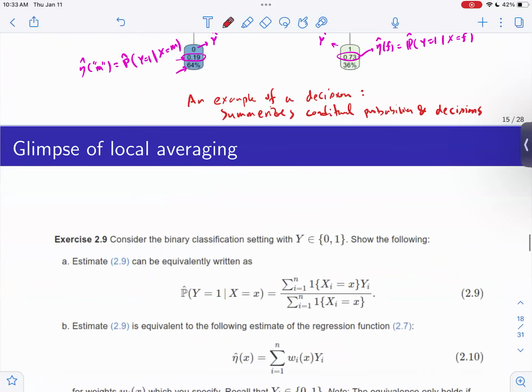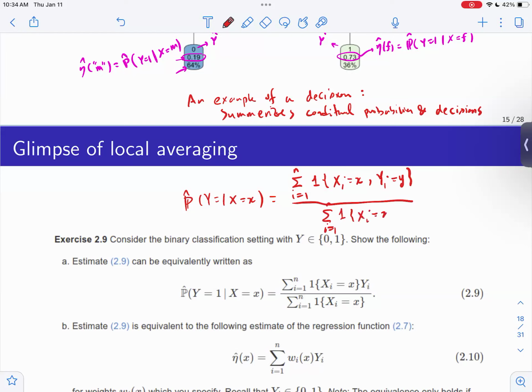Okay, now a glimpse of local averaging. So this is another exercise. I may assign it. So we've seen the regression function. You've seen this estimated regression function. We did this calculation. The indicator, I'm going to write it the other way around. Indicator of Xi equal to x, Yi equal to y, little y, divided by the sum over i from 1 to n of the indicator of Xi equal to x. So I wrote it like this. But in the binary case, you can just as well rewrite this part as this, because y only takes value 1.